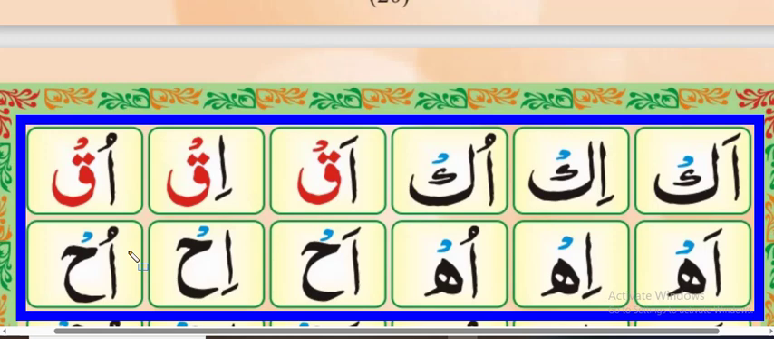Ah. Eh. Oh. This ha has a cool sound. It comes from the middle part of the throat and it makes a cooler sound, like ha. So it is ah, eh, oh. We have done 4 lines of the examples of lesson number 11.